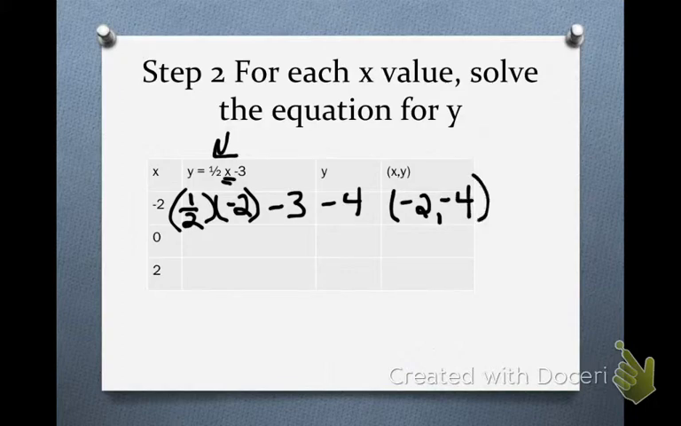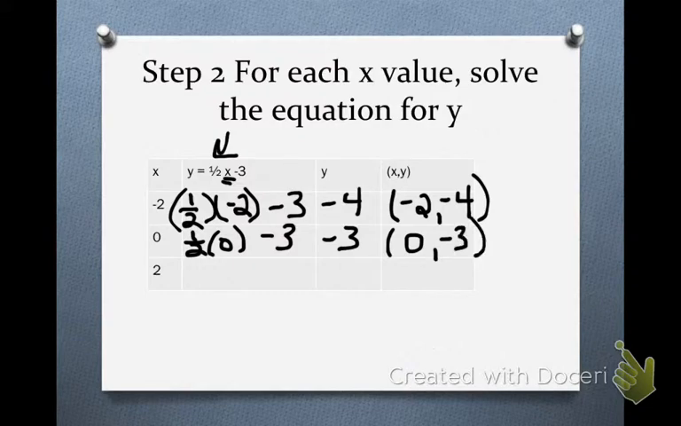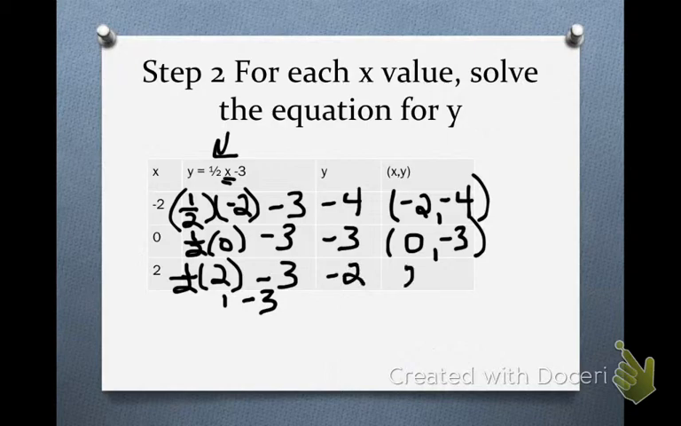We solve for the next one. We have 1/2 times 0 minus 3. 1/2 of 0 is still 0. My y therefore is -3. Write them down as 0, -3. My last one, I have 1/2 of 2 minus 3. 1/2 of 2 is 1. 1 minus 3 gives me -2. So I'll have the points 2 and -2. Next, we're going to need to graph those points in the coordinate plane.